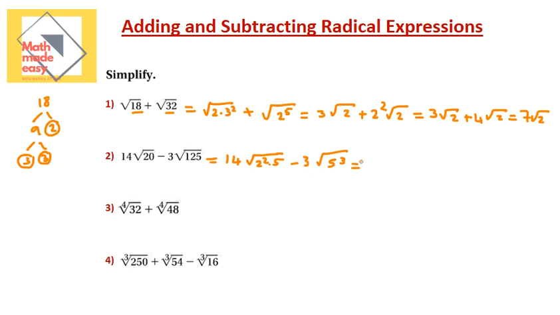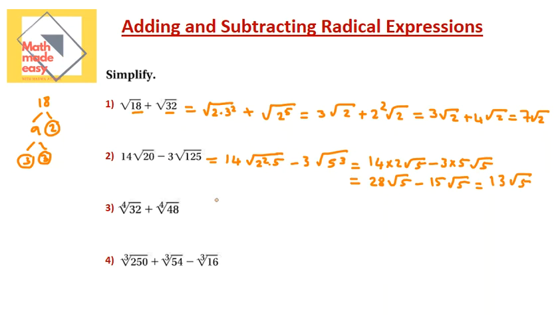Now let's simplify if we can. So I have 14. I have 2 squared. I can take that out, so it's times 2, and this is radical 5, minus 3 times 5 radical 5, because this is 5 cubed. You can take 5 squared out. We will end up with 28 radical 5 minus 15 radical 5, which gives you a value of 13 radical 5.